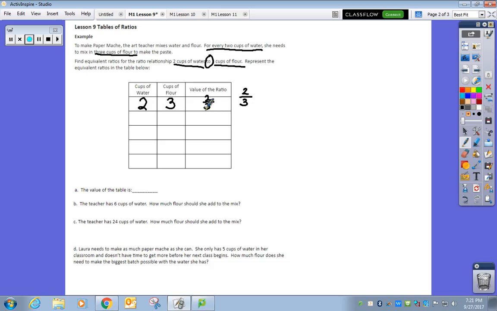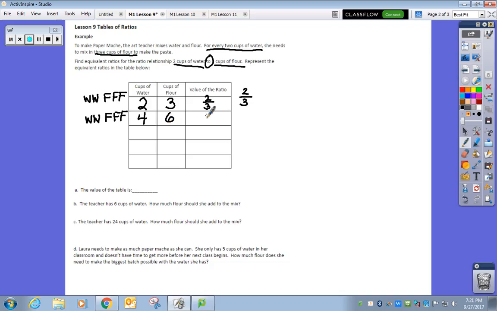If we wanted to continue to make a new batch or more of the same batch of paper mache, we would have to keep the ratio the same so it would stay the right consistency. So each batch should have 2 cups of water and 3 cups of flour. So if I wanted to make more, I would have to put in another 2 cups of water and another 3 cups of flour. So for my next batch, I would have 1, 2, 3, 4 cups of water for 1, 2, 3, 4, 5, 6 cups of flour. So the ratio is now 4 to 6.